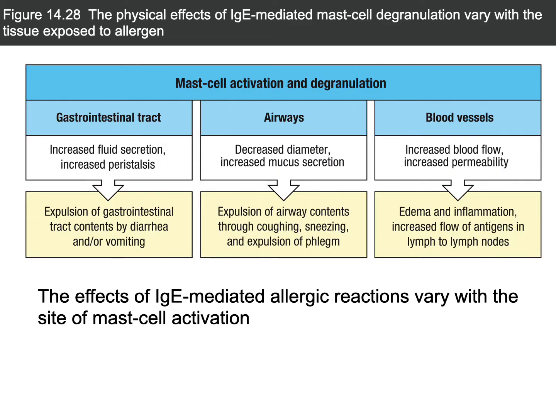And the reason why we have these different systems involved is because there's mast cells present in these different systems. So depending upon where mast cells are degranulating, whether it's only one organ system or multiple organ systems, you're going to get different symptoms, different responses. You can see that with the GI tract, you're going to get increased fluid secretion and peristalsis. That means things are going to move through the GI system quicker, so that can result in diarrhea or even vomiting. For the airways, there will be a decrease in the diameter, so a shrinking of airflow.